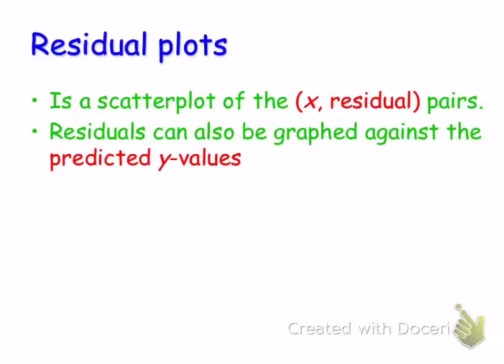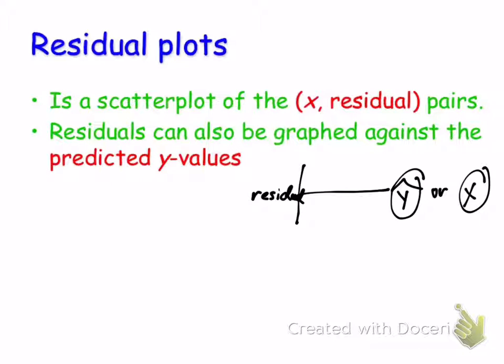So residuals can also be graphed against the predicted y values as well. I just showed you the picture of x versus residual. You could also do y hat versus residual. I think it's easier to do x versus residual because the y hat is harder to calculate, but both graphs will look exactly the same. Whether you use y hat or x, both pictures are going to look the same. Now, I always use x because it's just a lot easier.